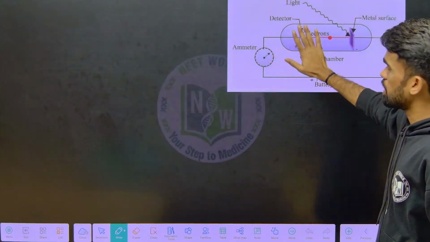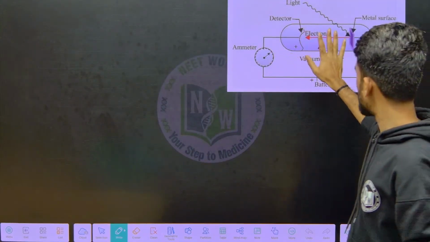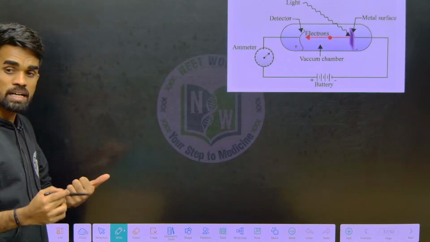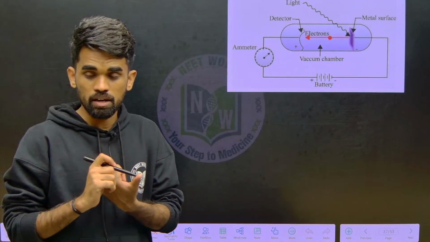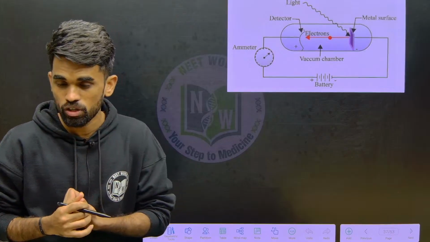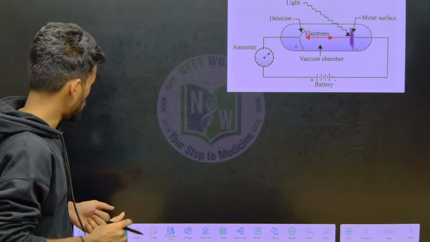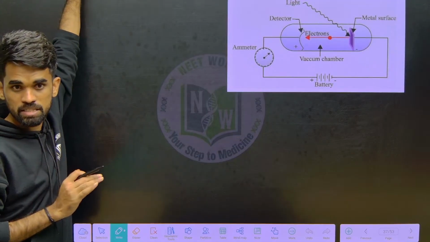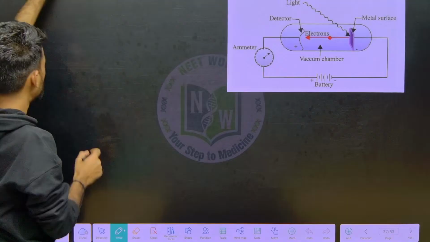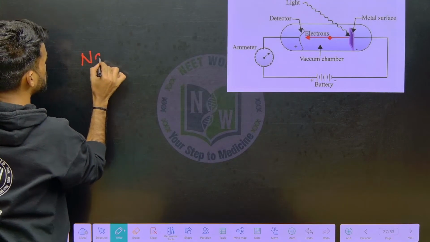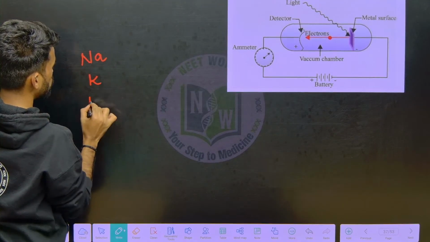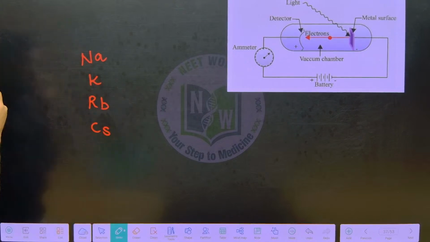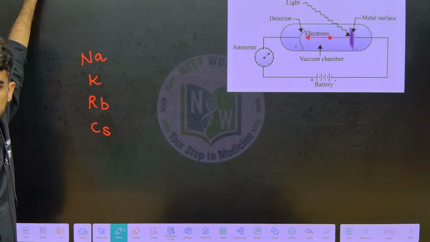This is the instrumentation we can set up. Now we have studied ionization energies in classification of elements. Do you remember that? Periodic properties. So now tell me, we know alkali metals have lower ionization energies in the periodic table, right? So now tell me what are the elements? Sodium, potassium, rubidium, cesium. I am taking these elements. So tell me which element has lower ionization energy?